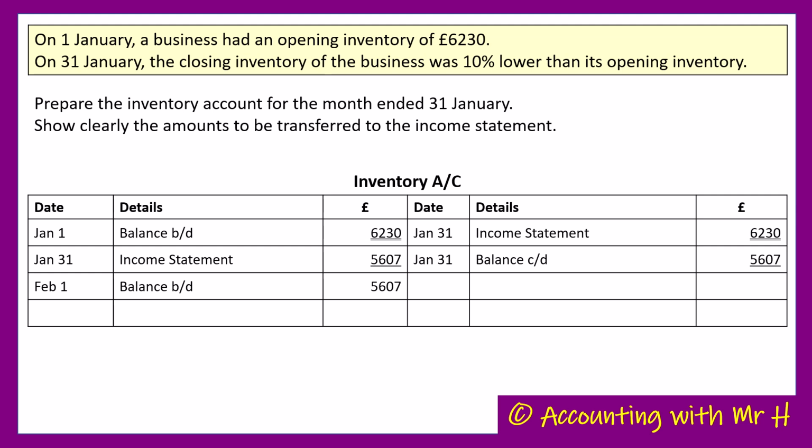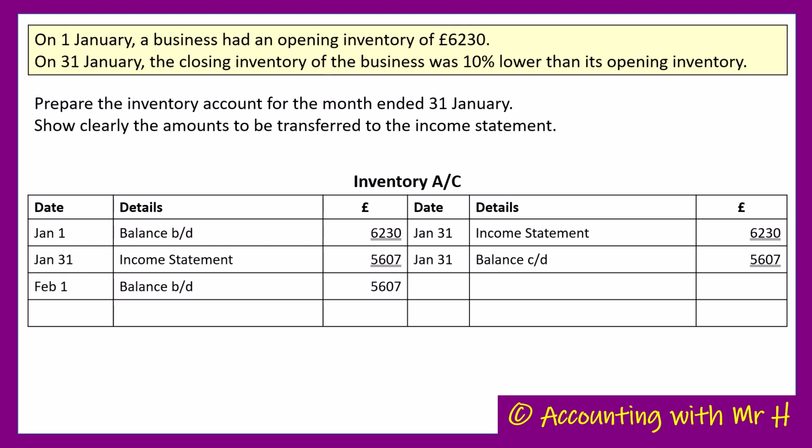And then at the end of the month, this business has inventory that's 10% lower than it had at the start. So I've taken 10% off 6,230, which has brought me to 5,607. And effectively, probably the easiest way to do it, I always think, is just to work backwards. So that means they're going to start February with an asset of 5,607, which you'll see I brought down on the 1st of February on the debit.